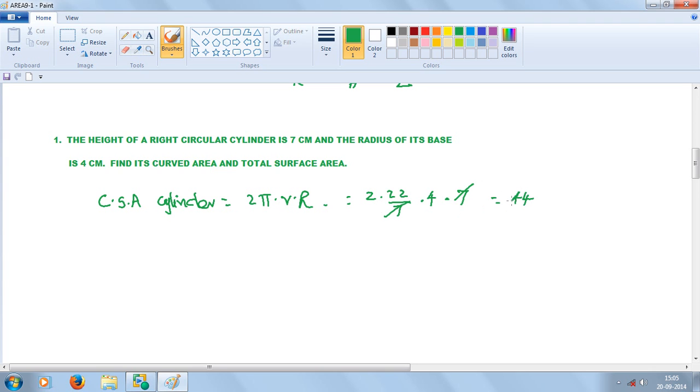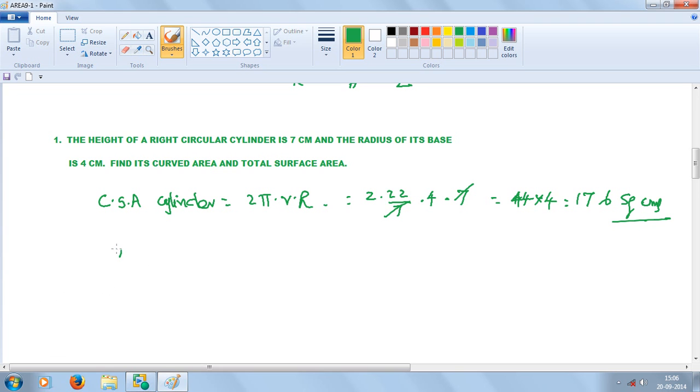So 44 multiplied by 4 is equal to, so 4 4s are 16, 1 4 4 for 16 plus 1, 176 square centimeters. So students can try with calculators for checking purposes, but initially we will have to work it out manually. Then they will get used to it.